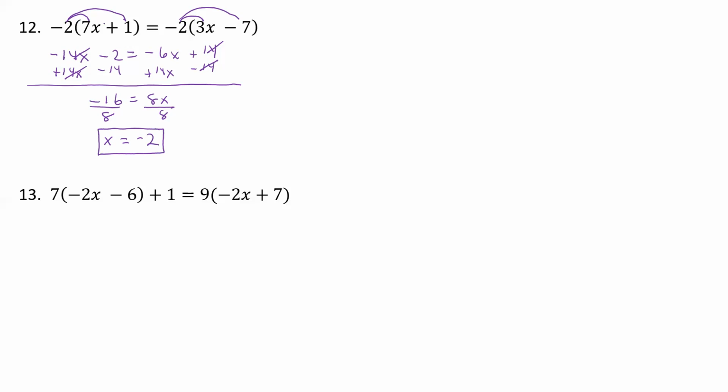Okay. Now we plug everything back in with that negative 2. Now we have 7 times negative 2. That's a negative 14 plus 1. So that's a negative 13 times a negative 2. So that's going to be a positive 26. Here that's going to be 3 times negative 2 is negative 6 minus 7. And that's going to give us a negative 13 times the negative 2 is 26 as well.